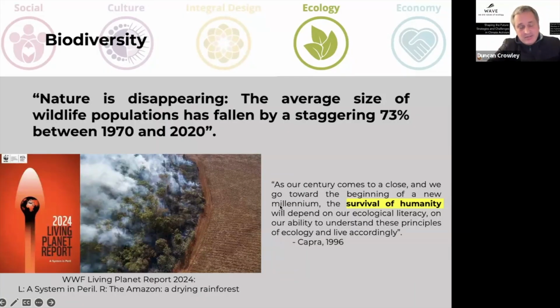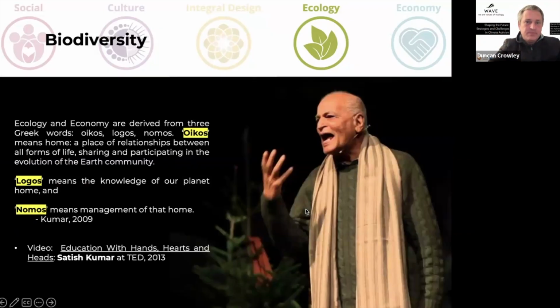Capra wrote at the end of the last millennium that as we go towards the beginning of a new millennium, the survival of humanity will depend on our ecological literacy, on our ability to understand these principles of ecology and live accordingly. So basically, some scientists are arguing that if we don't get our stuff together, the human species will die off. And many of us believe that will be the case if the present situation is allowed to continue.